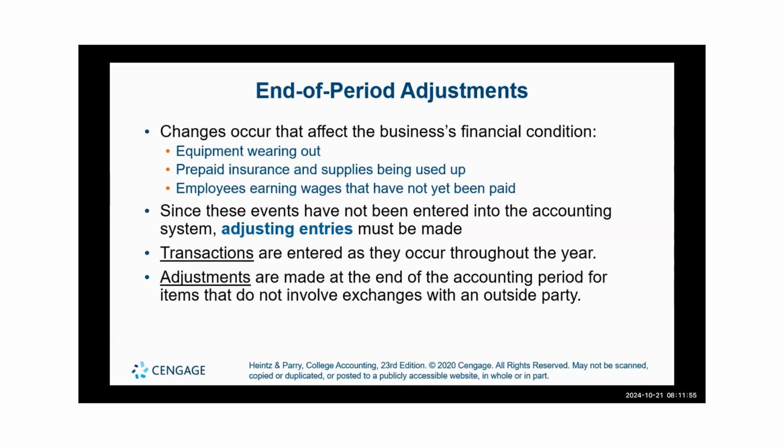And then we've kind of touched on wages payable. So here we're finally going to see wages expense, wages payable. Employee earned wages that have not yet been paid are called wages payable. The company owes that money to the employees, but it's not time to pay them yet. We've still set aside the money in payables, right? Since these events have not been entered into the accounting system, we have to do adjusting entries. Transactions are entered as they occur throughout the year, and we make adjustments at the end of the accounting period for items that don't involve exchanges with an outside party.